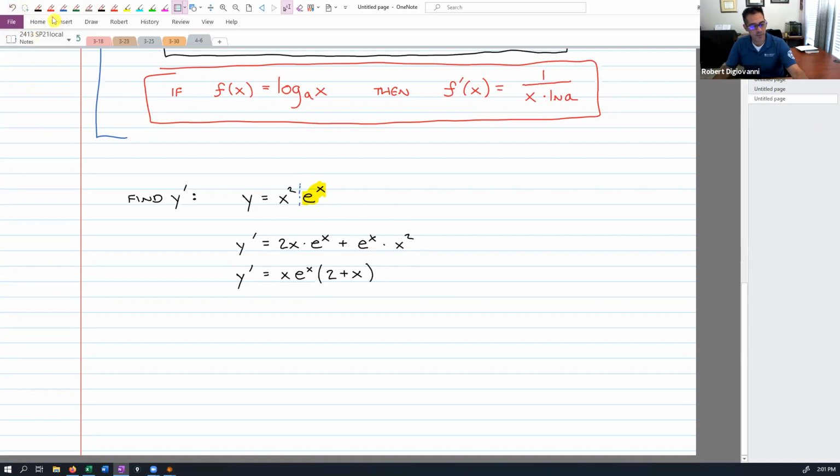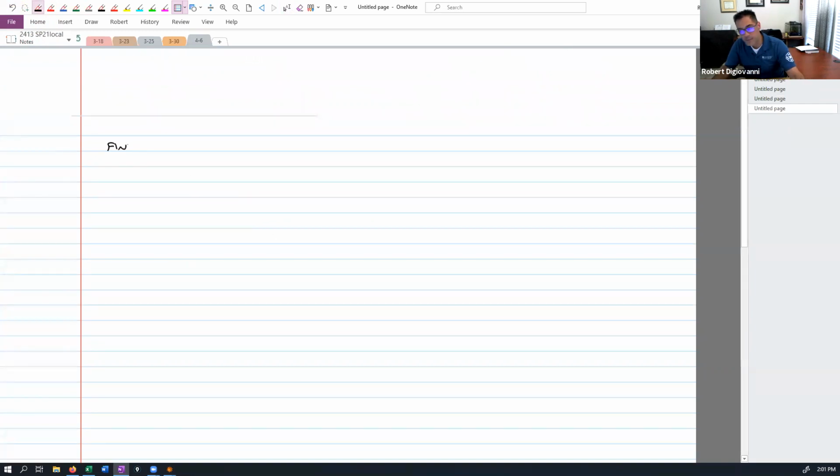Okay, let's do another one. So find y prime. I'm out of room on this page. Find y prime, if I tell you that y is equal to sine squared of e to the x plus x.